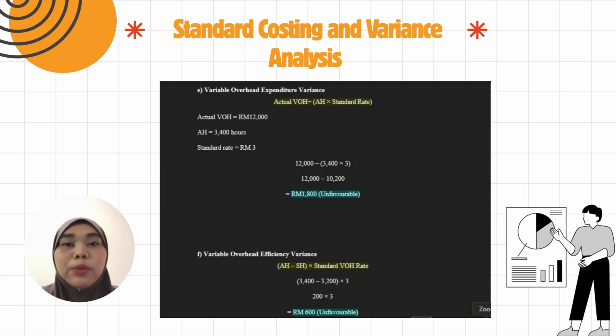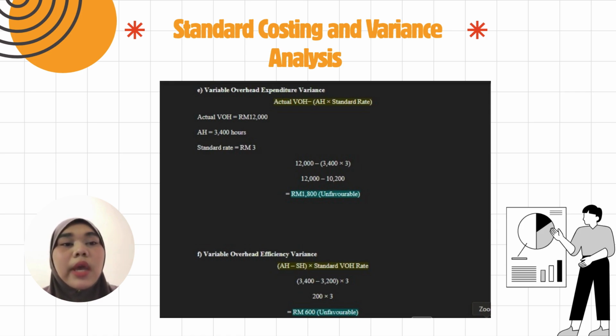Okay, next we move to question E, which is variable overhead expenditure variance. The formula we use for this question is actual variable overhead minus actual hours multiplied by standard rate. Actual variable overhead is 12,000, actual hours is 3,400, and the standard rate is 3 ringgit. So 12,000 minus 3,400 multiplied by 3, and the answer is 1,800 unfavorable.